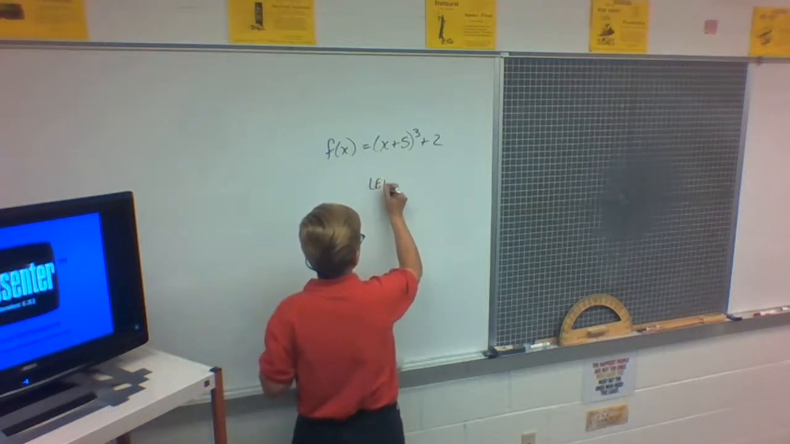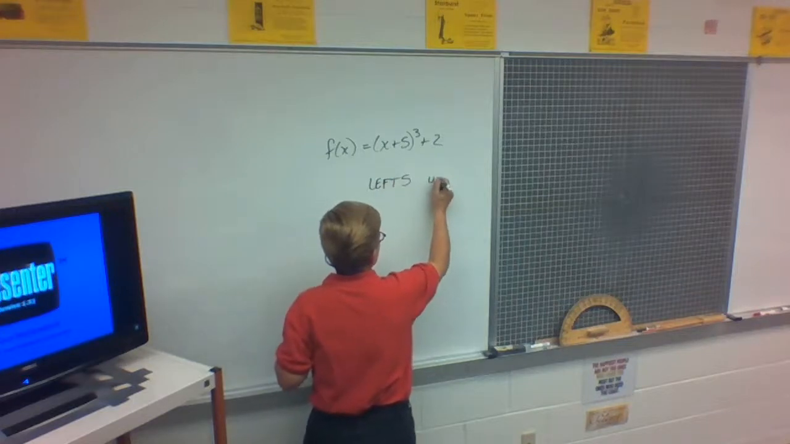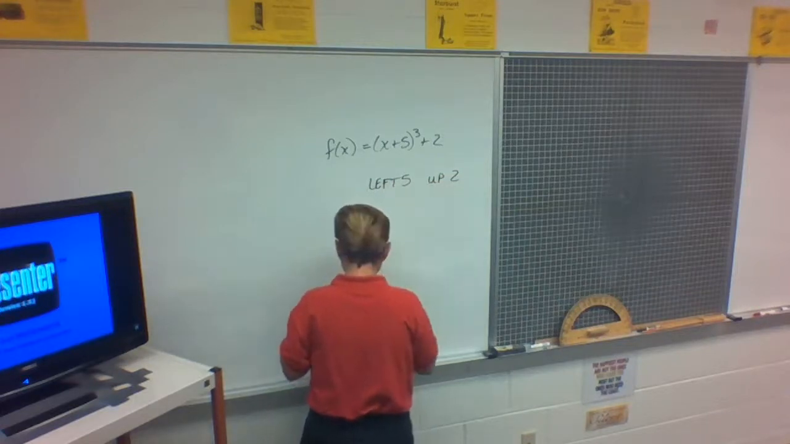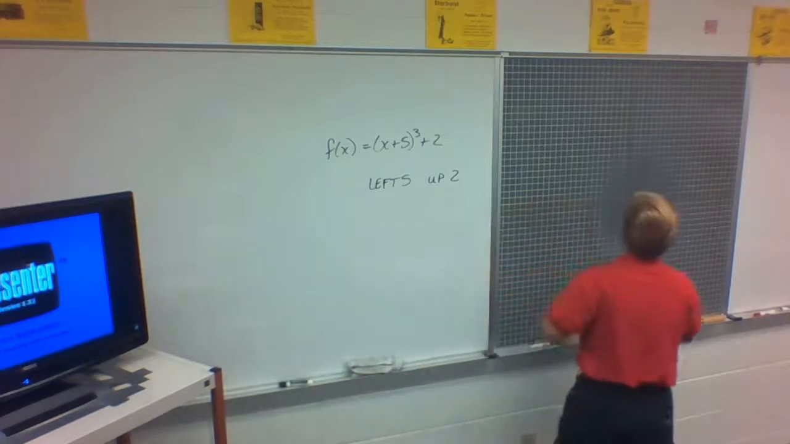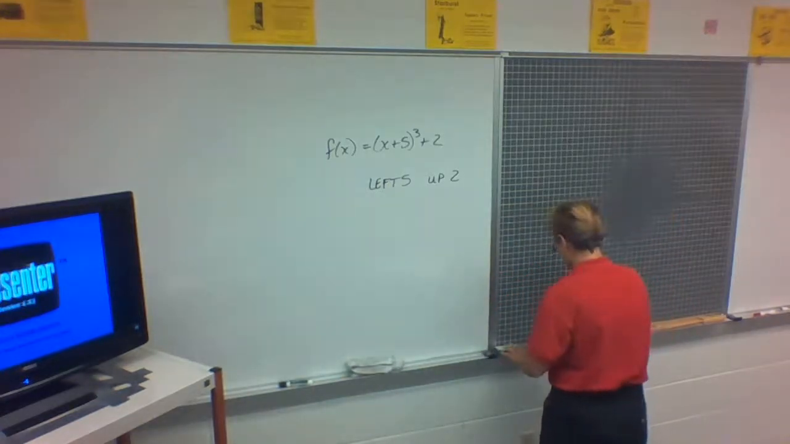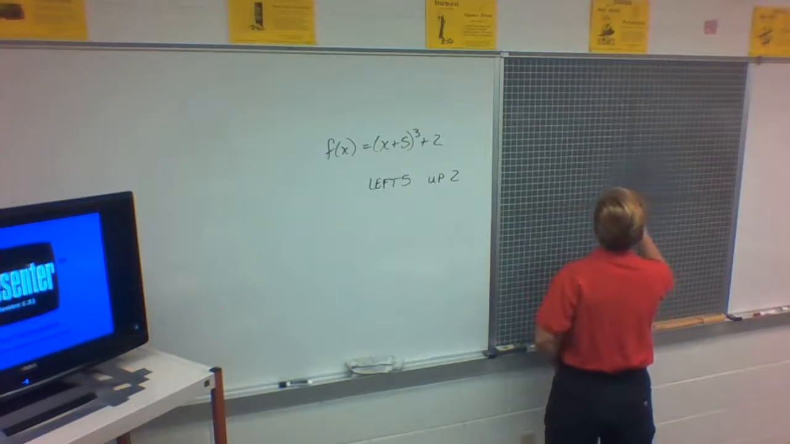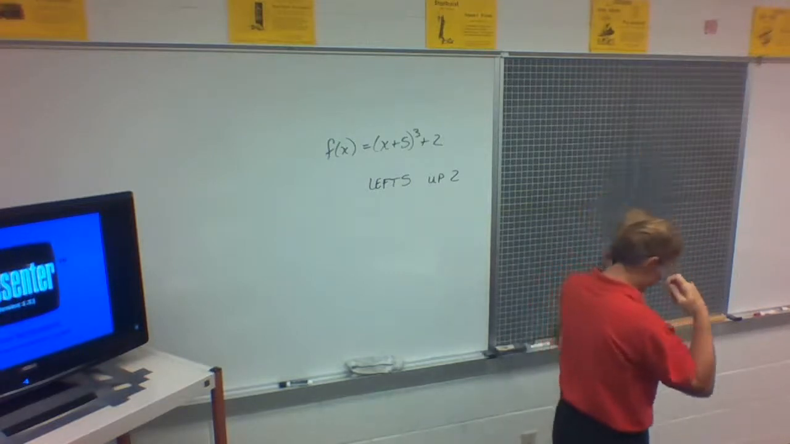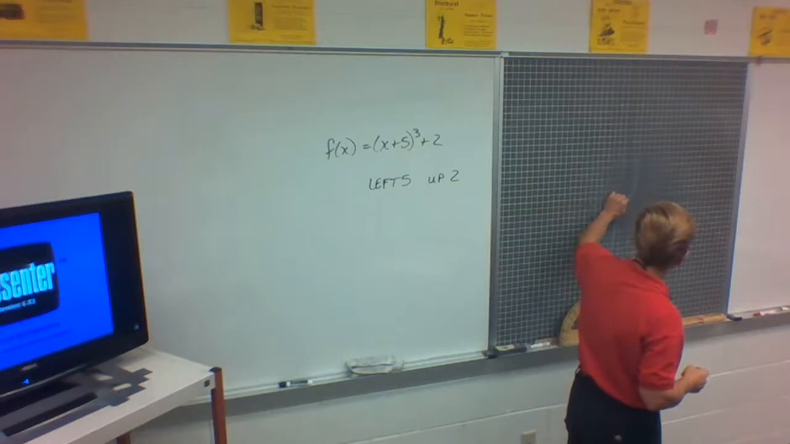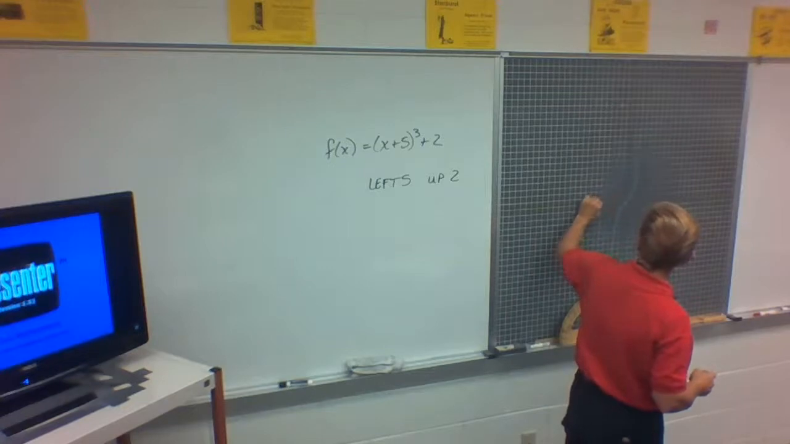Left 5. Up 2. Here's what I mean. This is what it looked like before, if you'll recall, a cubed function. It started with these 1s here, and then it had these 8s down here somewhere. So it's going to drop off like that. If you could grab this thing, you should grab it right here where it turns, and move it left 5: 1, 2, 3, 4, 5, and up 2.